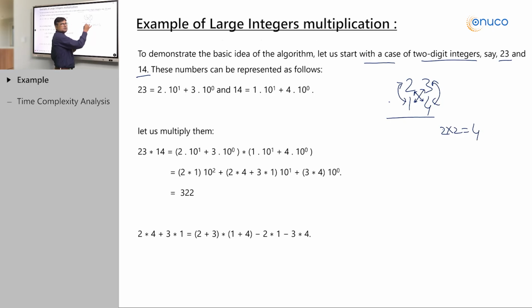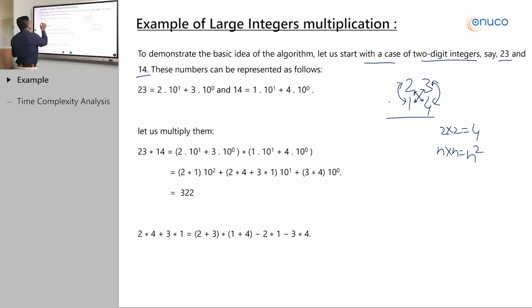If it is n-digit values, here it is 2 digit, then how many times do we have to multiply? N cross n is n squared times. 2 cross 2 is 2 squared. N cross n is n squared. So that many multiplications you are going to perform.